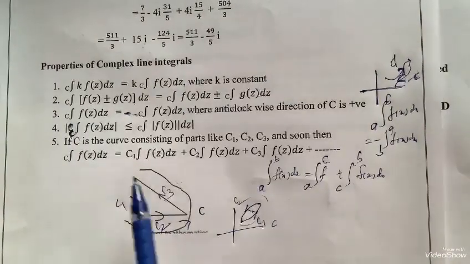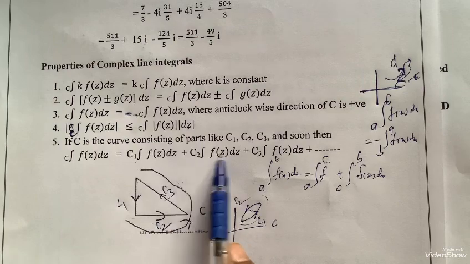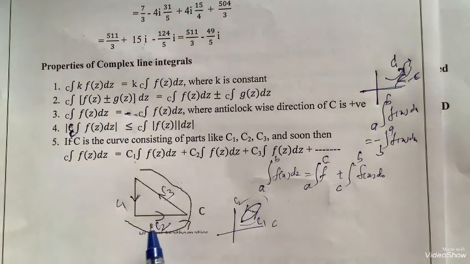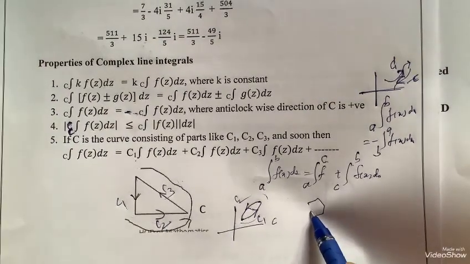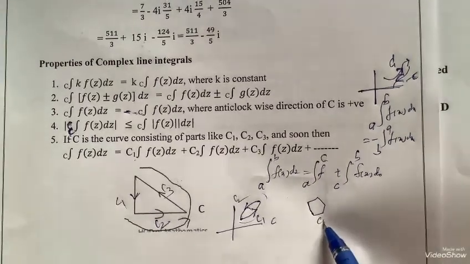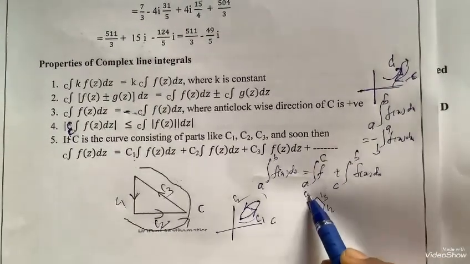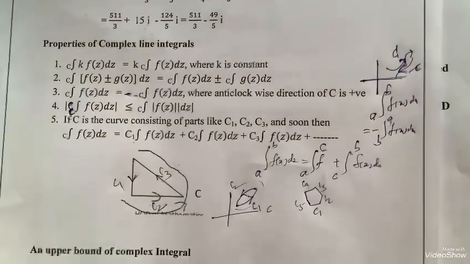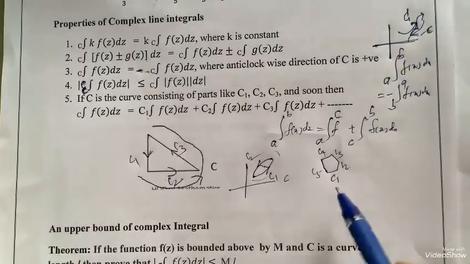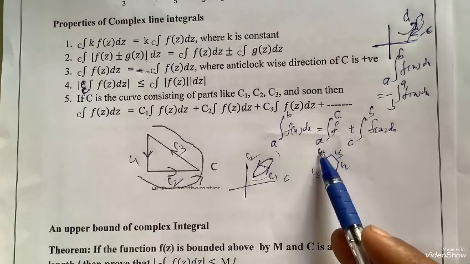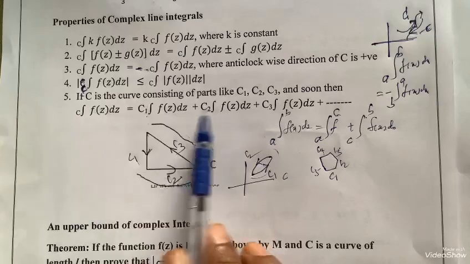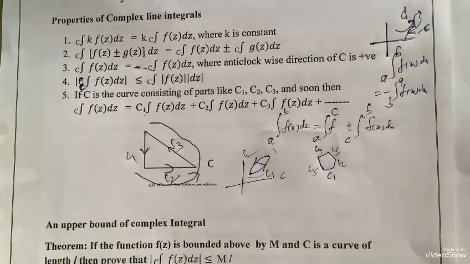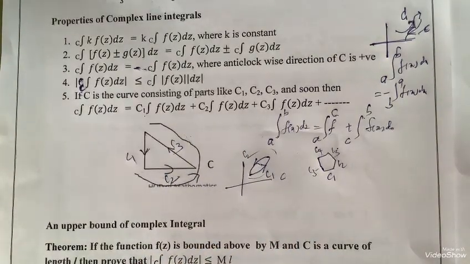Then you can write this also as integration f(z) dz over c1 plus integration f(z) dz over c2. In this way, if it has many parts, suppose it has parts like this: c1, c2, c3, c4, c5. Then the integration over this is over c1 plus c2 plus integration over c3, over c4, and over c5. Like this you can split the integration into a sum of integrals. This you use in the theorems next.